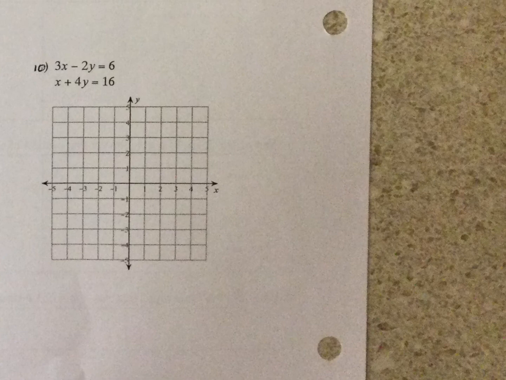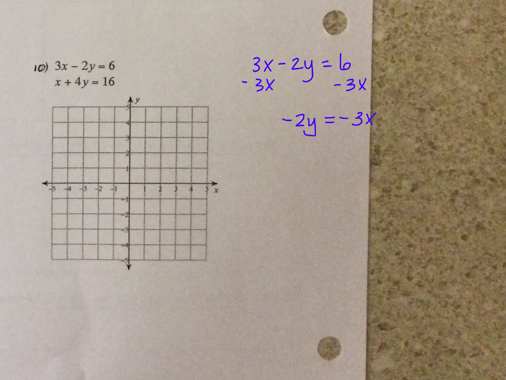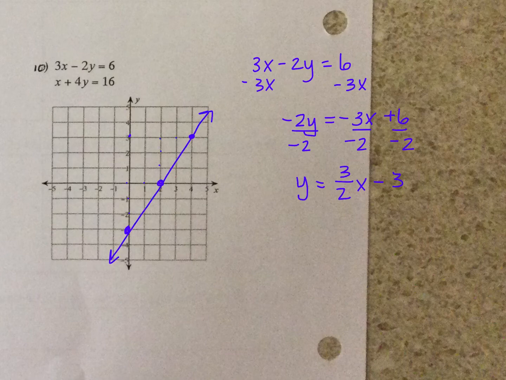This one I have a problem because these are not in y equals mx plus b. So I can't graph them until I do that. So I'm going to move my 3x first, negative 2y. Then I've got to write this backwards, equals negative 3x plus 6. Y equals 3 over 2 x minus 3. Go ahead and graph it. Oops, starts at negative 3. 1, 2, 3, 2. So there's that line.